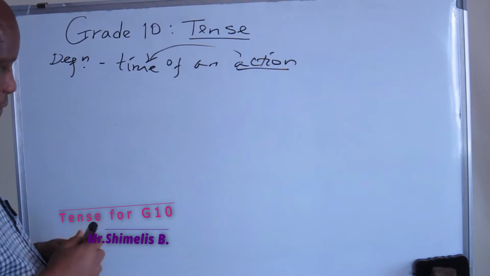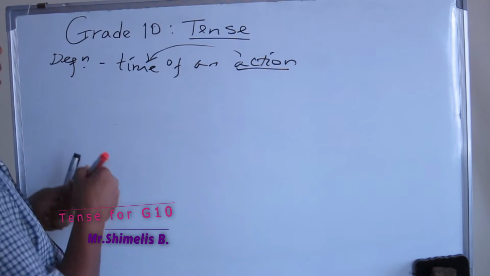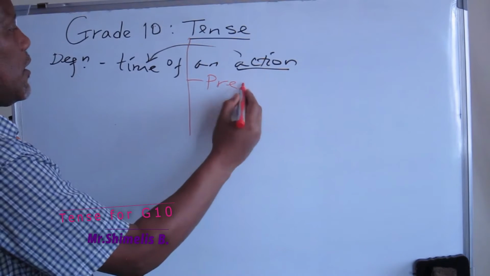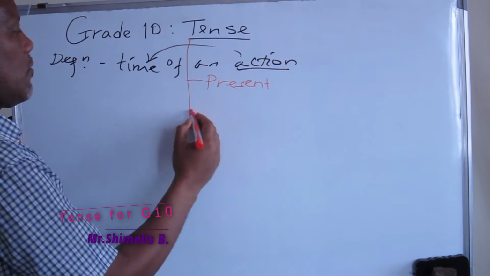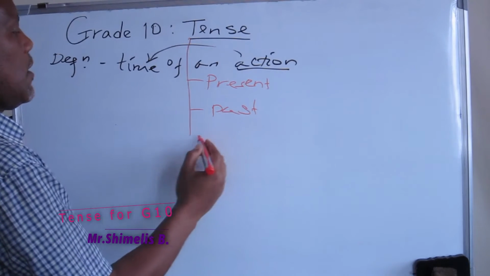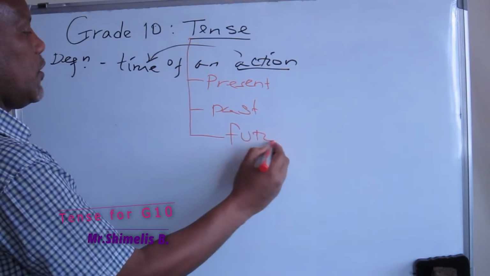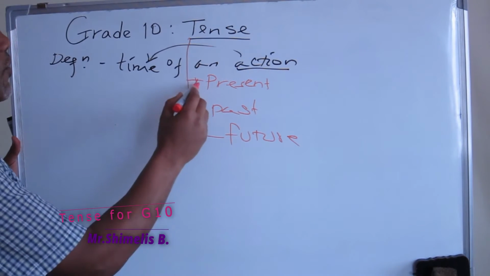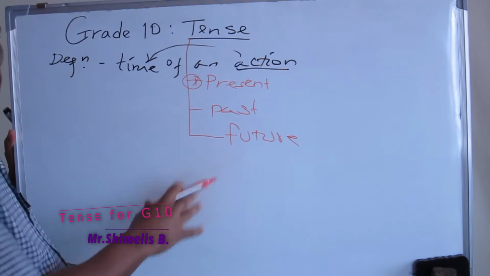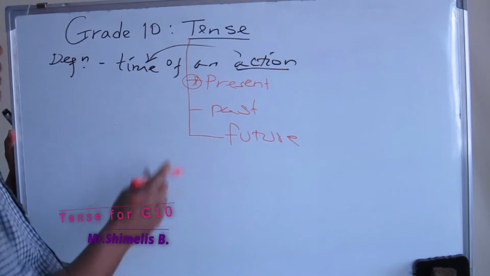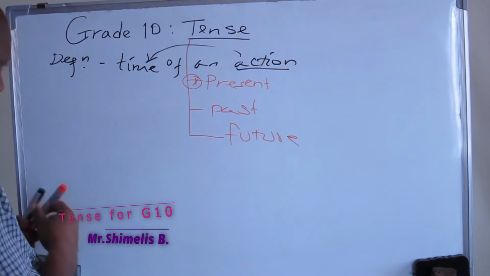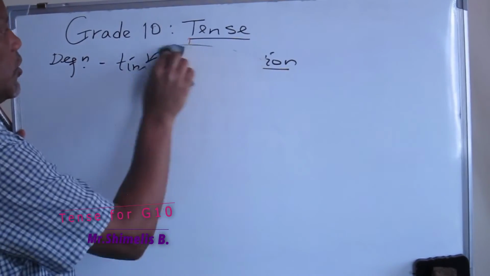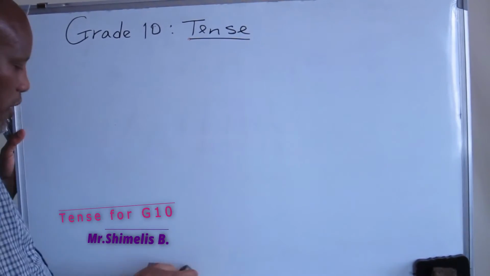So in English we have 3 time intervals. The first one is the present tense. The second one is past tense. And the last one is future tense. For today we'll only focus on present tense. Past and future we'll see some other time. So what kind of actions are described using present tense? That's our today's focus.